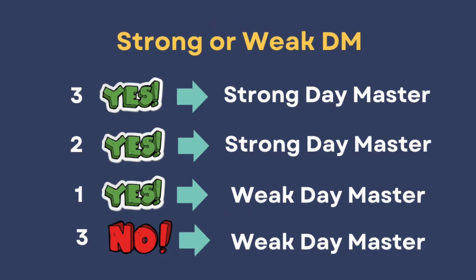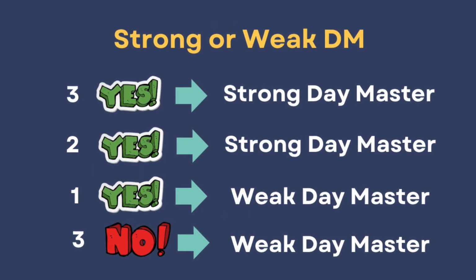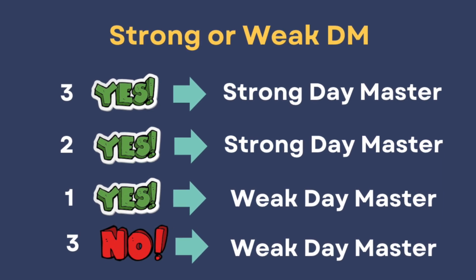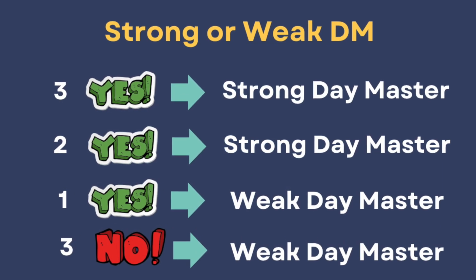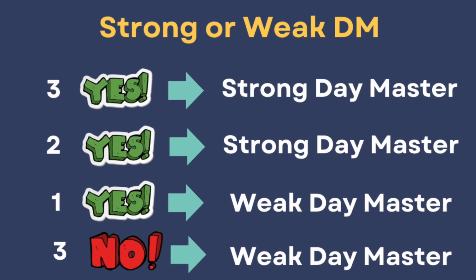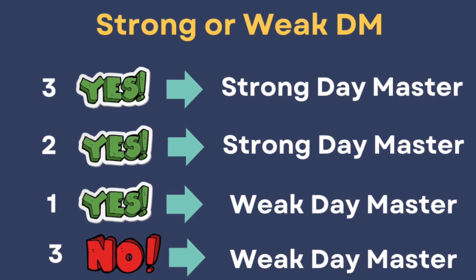If you got 3 yeses, you're likely to be a strong day master. 2 yeses, you're also likely to be a strong day master. If only 1 yes, you're likely to be a weak day master. And 3 no's, most likely a weak day master.